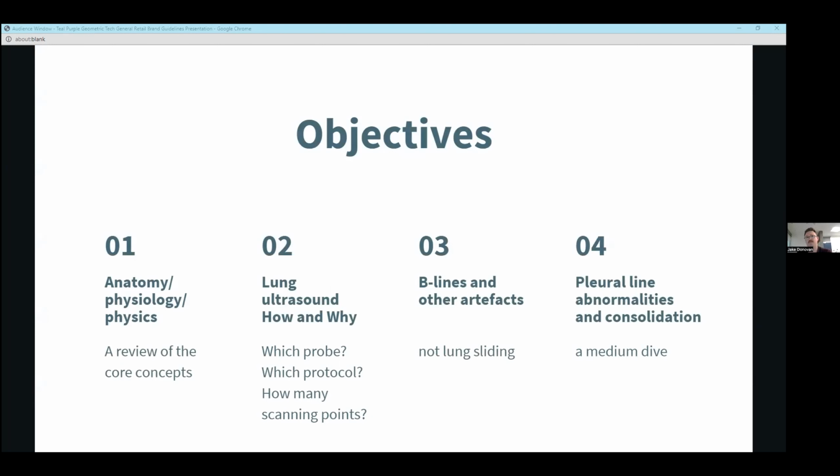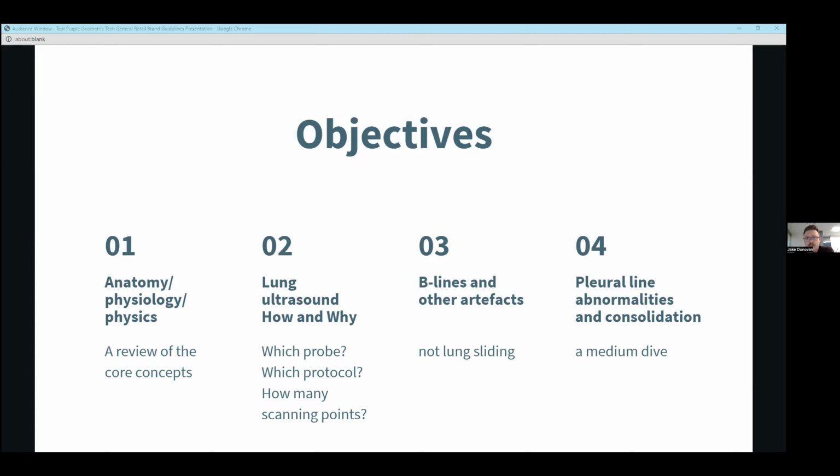So, just to start with some objectives. We're going to cover a few things, but I just want to start by saying there's a few things I'm not going to cover today. I assumed that most of you would have some basic, if not advanced, knowledge of lung ultrasound. I'm not going to cover lung sliding or pleural effusions. I figure that kind of stuff's been done to death and you're very familiar with it. So we'll start with a really basic overview of the anatomy, physiology, and physics, just the core concepts that are relevant to today's talk.